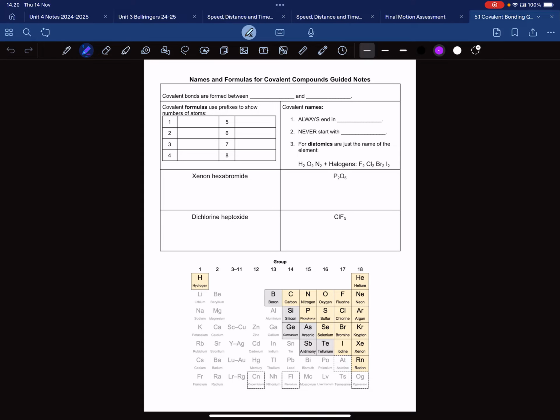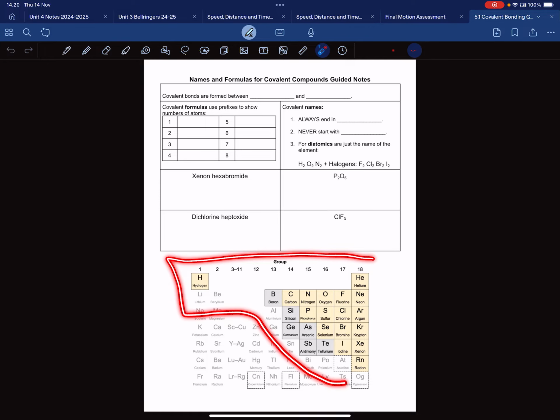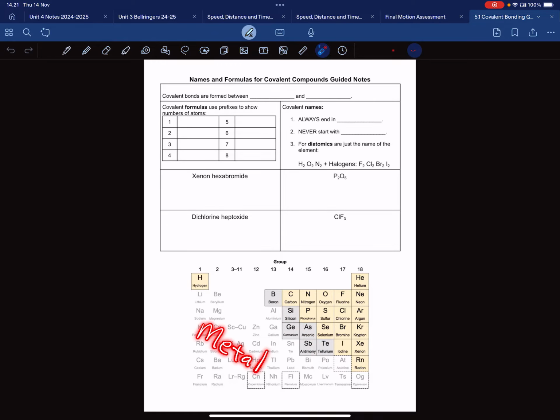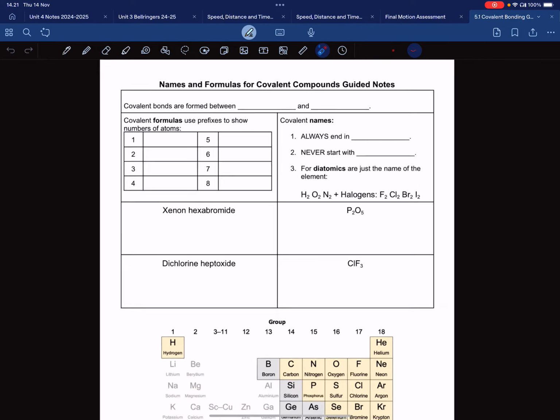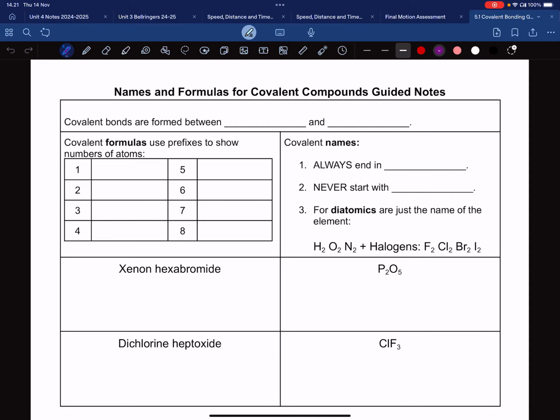Alright, so use this particular video to do the guided notes for the covalent compounds and their naming. Just note this down here. These are the elements that can undergo covalent bonding, right? And so you can see you've got the metalloids right there. So that basically means that it's only nonmetals and some metalloids. You cannot have metals participating in covalent bonding. It is just not something that they do. We'll cover the bonding for metals later on.